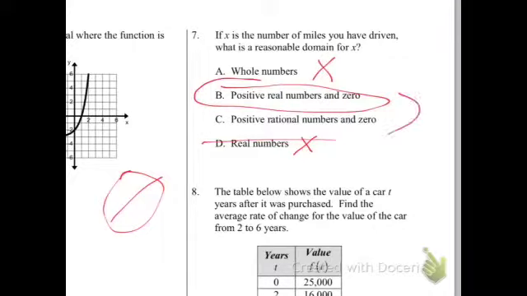And it's a battle between B and C. I'm choosing B for this one, and that's because you can drive pi miles. You can drive the square root of 2 miles, right? You can travel any in-between value for your miles. And so that's going to be positive real numbers for your input there. And that's going to be the first 7.